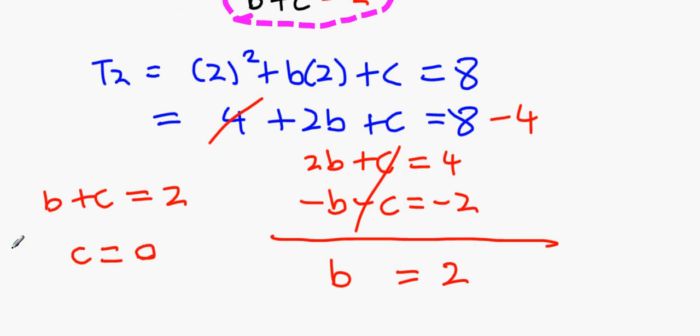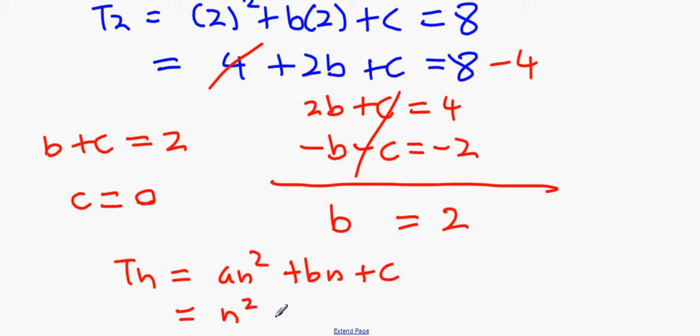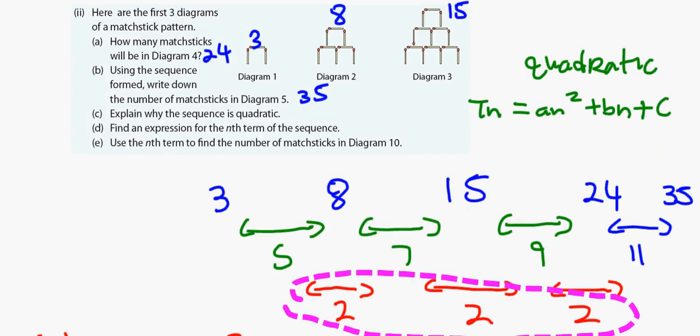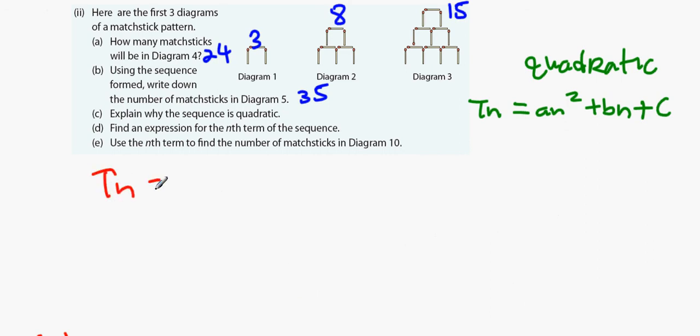So therefore t of n, which is an squared plus bn plus c, is going to be equal to n squared plus 2n, and that's what tn is. Okay, so it's n squared plus 2n. Now we know that tn is n squared plus 2n.